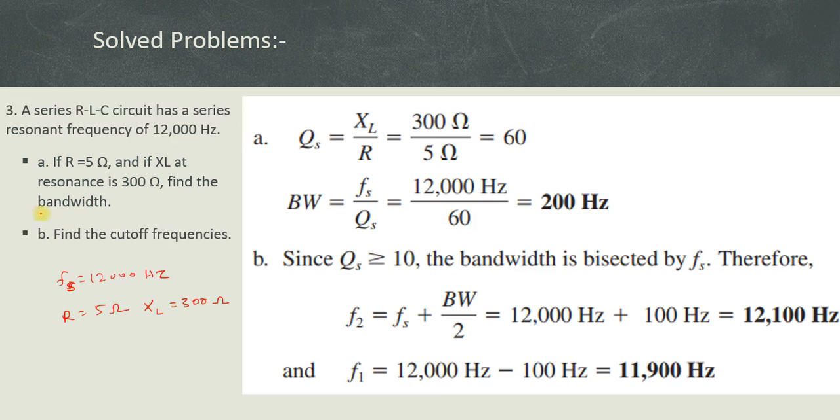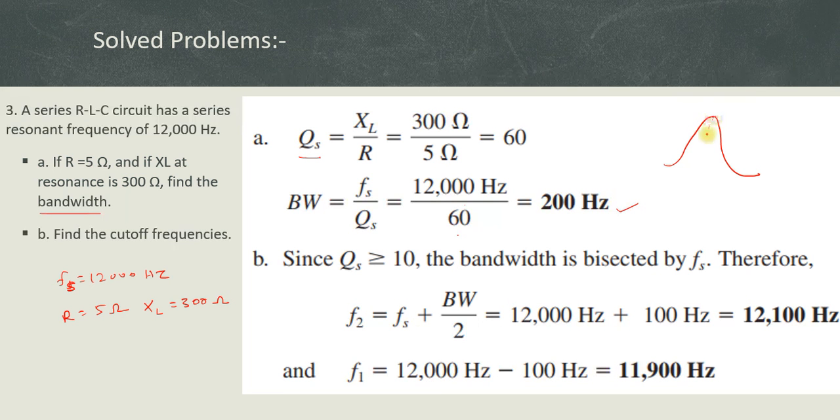Here I want to find out the bandwidth. We know the formula for bandwidth equal to Fs divided by Qs. So I only want to find out the value of Qs here. The resonant frequency is 12,000 Hz divided by the quality factor of the coil, which is 60, so that my bandwidth is 200 Hz. Here the cutoff frequency, we know from the graph, has formulas like 1 divided by 2 pi into minus R by 2L plus square root of and so on. We didn't use that formula for this particular problem because I know the value of bandwidth.